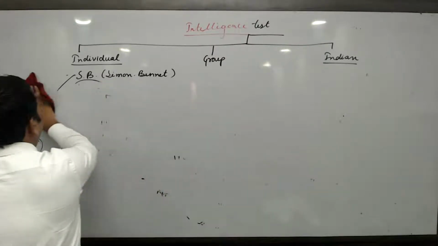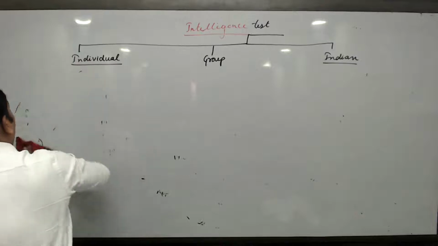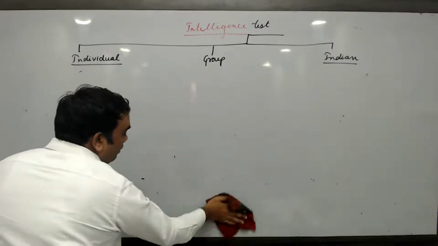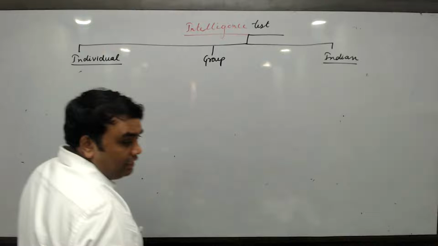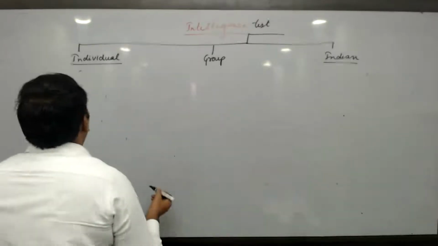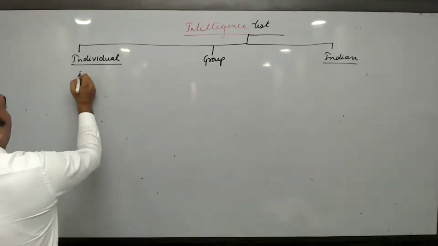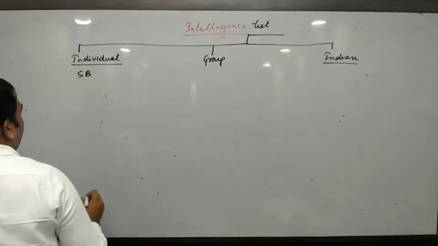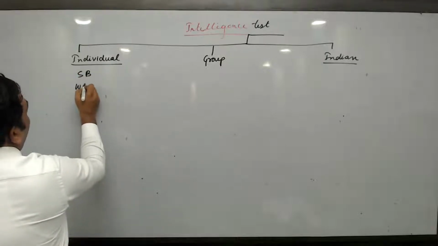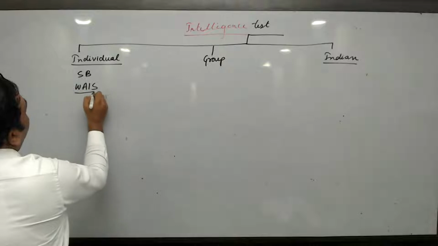What was the concept of it? The second concept after Binet: SB is an individual test, and the other is a Wechsler test. We call it WAIS for short.